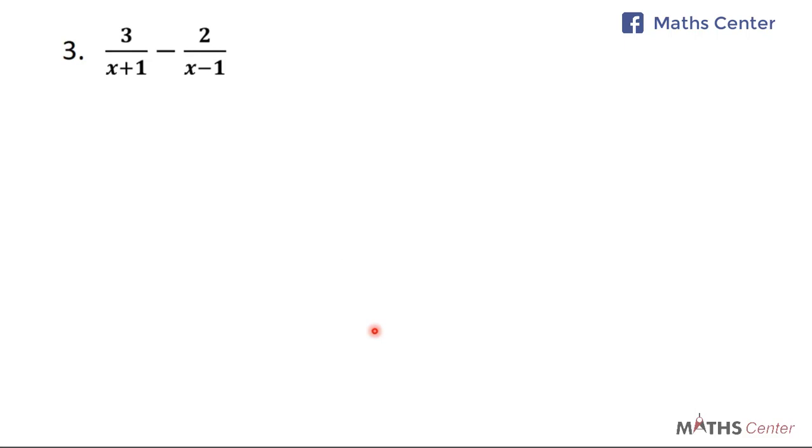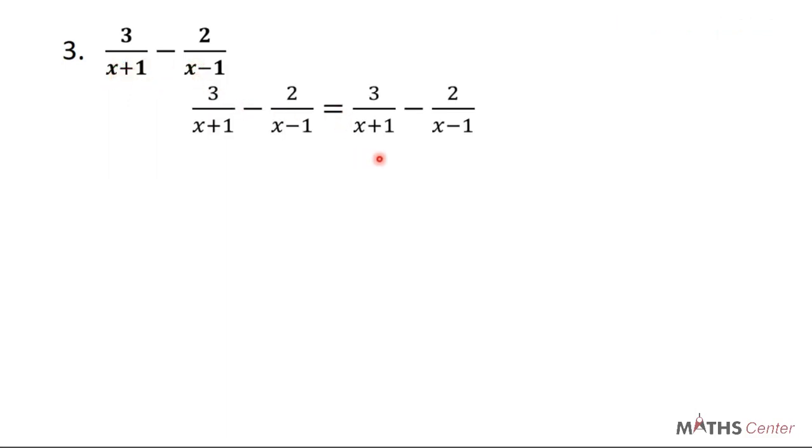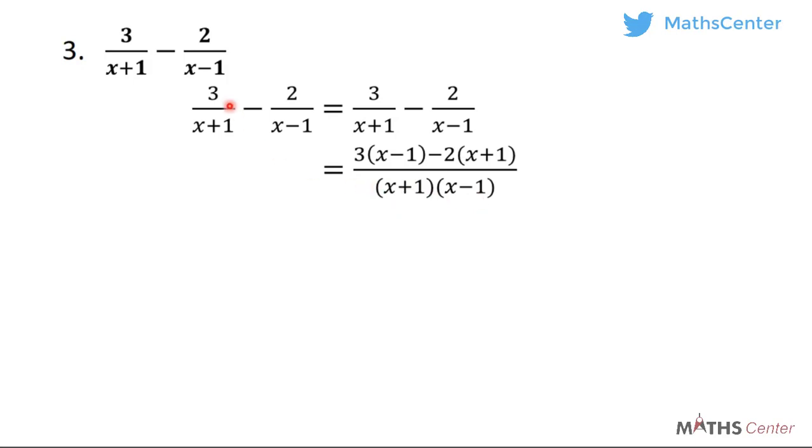We have 3 over x plus 1 minus 2 over x minus 1. Now we can see that this is a little bit different because we have the denominators involving variables. Now whenever you have the denominators involving variables, the LCM of the denominators is the product of the denominators. So here you multiply x plus 1 by x minus 1 and use it as the LCM. So the LCM here is going to be x plus 1 times x minus 1. That is what you are going to use as the LCM.